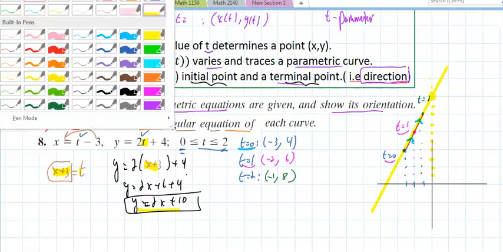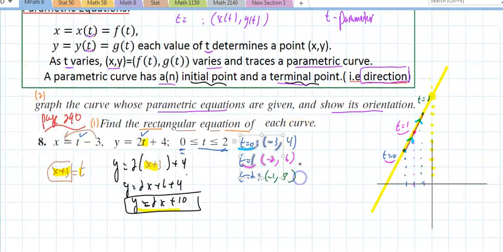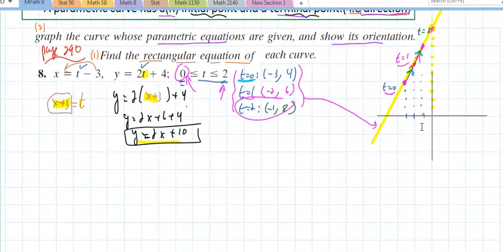Imagine there were 10 points, not 3. Imagine it says t is between 0 and 20. Then you're not going to pluck 20 points. Instead, you know that all of these points will lie on this line. All you do is take the beginning and the end, and run in that direction. You'll see what I mean when I do the next set of problems.